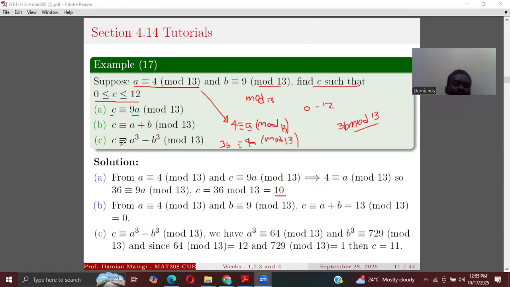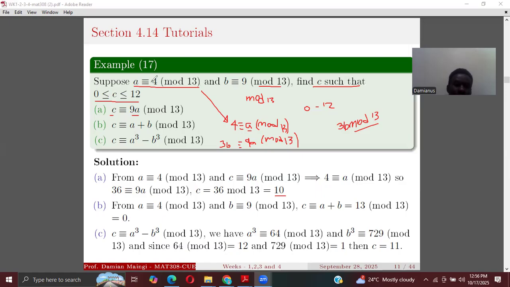Part C is look for C such that A cubed minus B cubed mod 13 is our C. So you use what we have. What do we have? We need to bring in A cubed. So here we can bring in A cubed, which means we cube this guy and this guy. So we'll be talking about A cubed. When you cube 4, so I'll have A is congruent to 4 mod 13, right?